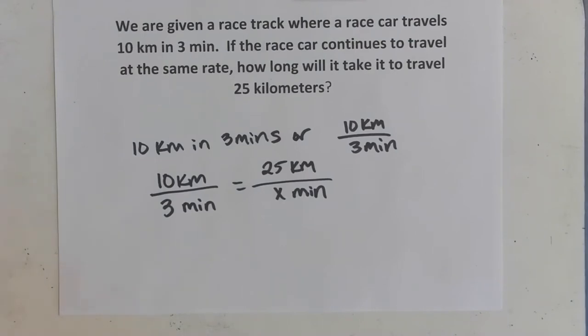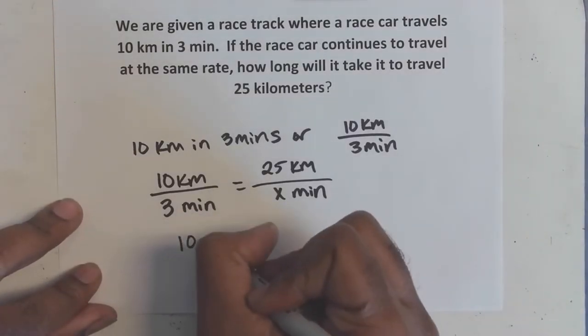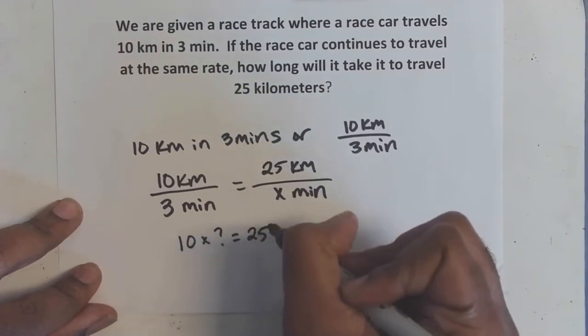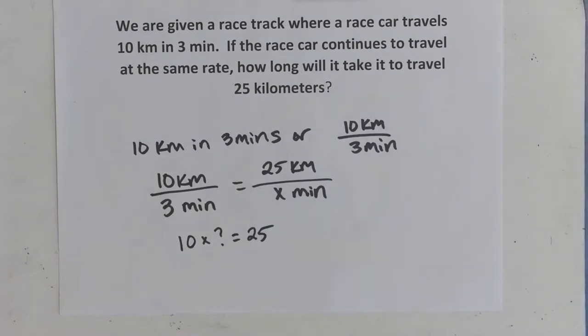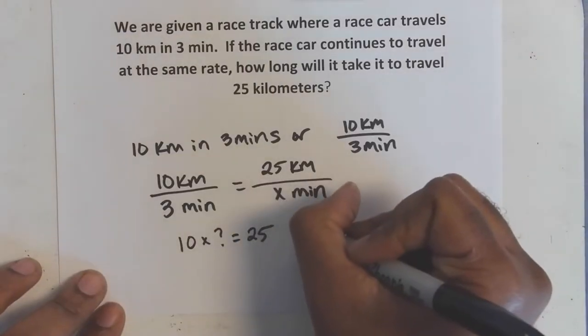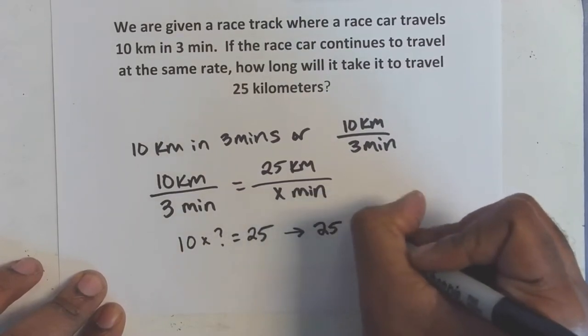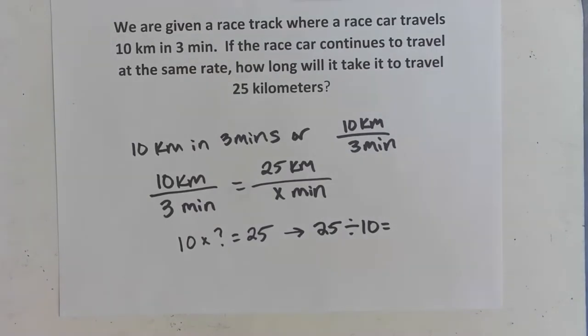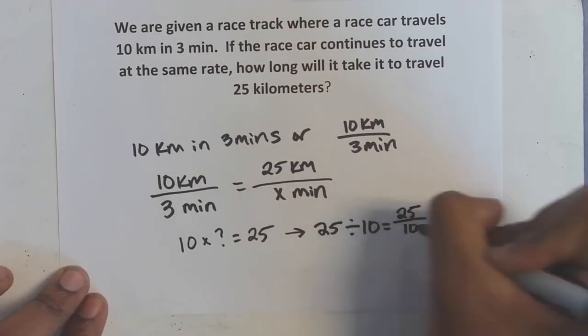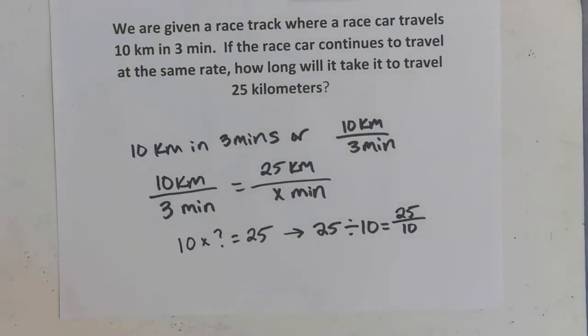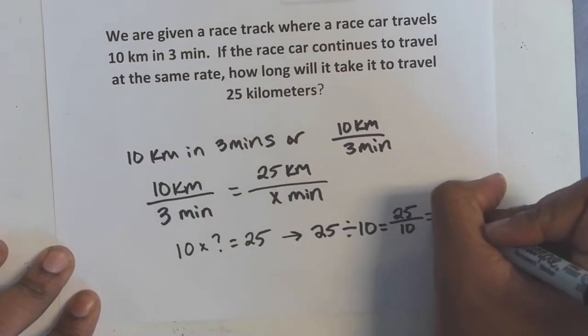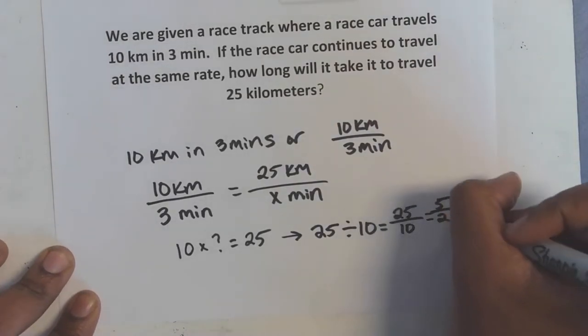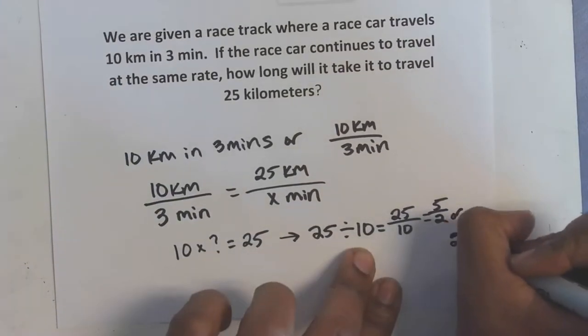Think, 10 multiplied by what number gets me 25? So 10 multiplied by what number is going to give me 25? In earlier grades, we learned that we can rewrite this mathematical sentence as 25 divided by 10, which is going to give me what? Correct. 25 tenths. Which is the same thing as 2.5.